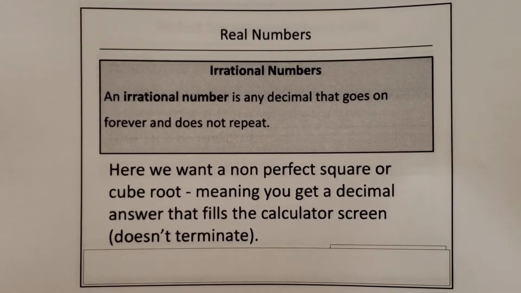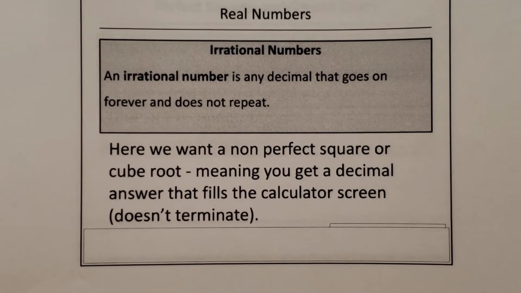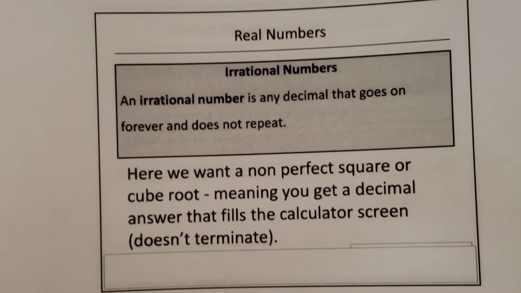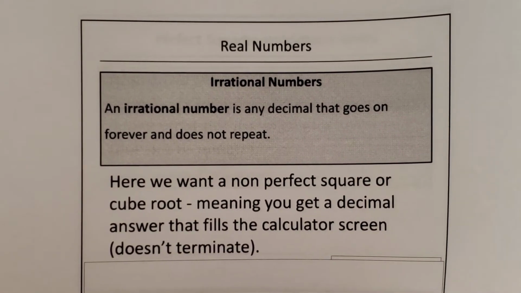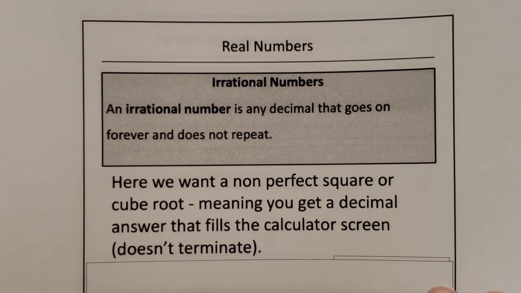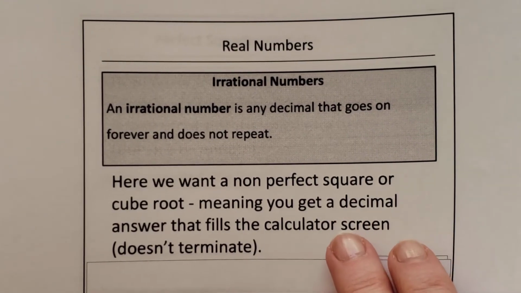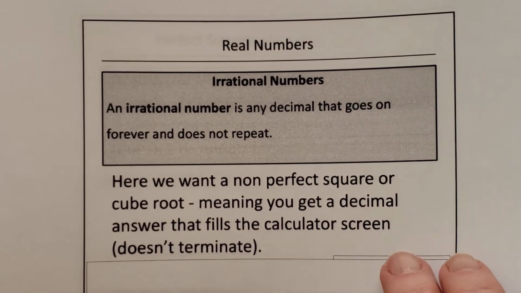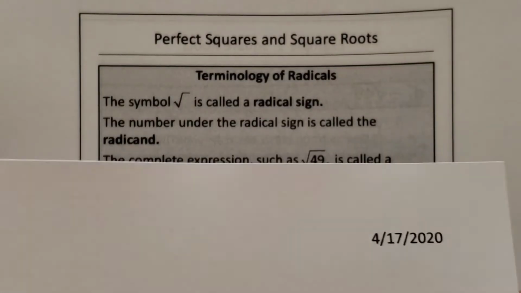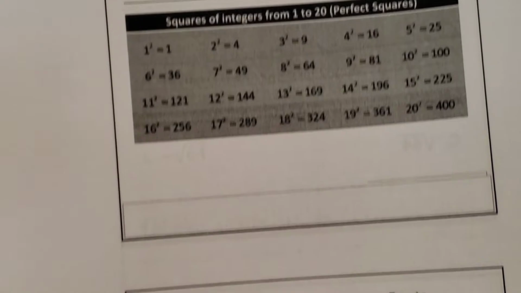An irrational number, however, is a decimal that goes on and on and on forever, and it doesn't repeat. For example, the number pi, 3.141592..., is a number that goes on and on and on forever. It never repeats, and it never terminates. So we're going to look at the difference in rational and irrational numbers today when we're talking about perfect squares and perfect cubes.